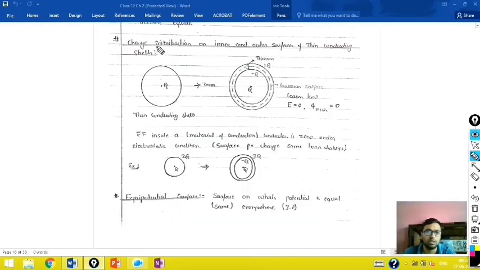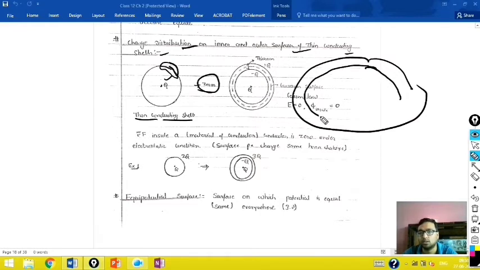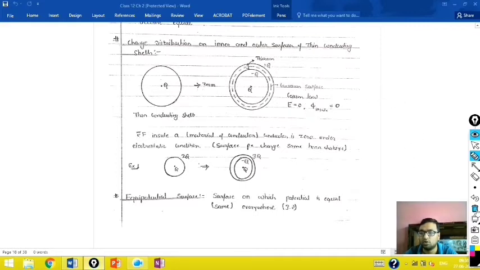Next we have charge distribution on the inner and outer surface of a thin conducting shell. Like how charge will be distributed. Suppose we have a thin conducting shell, okay, and some charge is placed at the center. If we zoom this picture, this straight line will also have some thickness. I am talking about this shell; your thin shell also has some thickness that is negligible. And they are saying that some charge is placed at the center. I hope you understood the case.